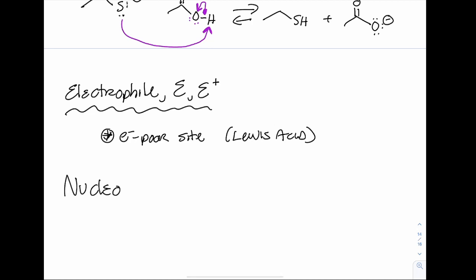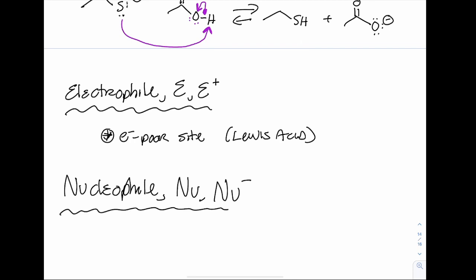Nucleophile, capital N, lowercase u, sometimes a capital N, lowercase u with a negative sign. Nucleophiles don't always have to be negatively charged. Same with electrophiles. They don't always have to be positively charged. They could be partial positive. But this is my electron-rich site. It loves nuclei because nuclei are positive, and this guy is negative or has extra electron density. So my electron-rich site.